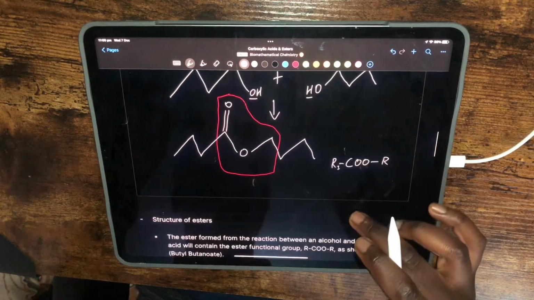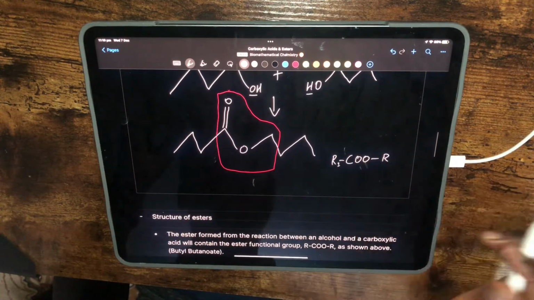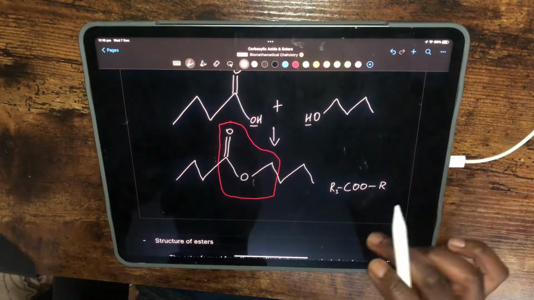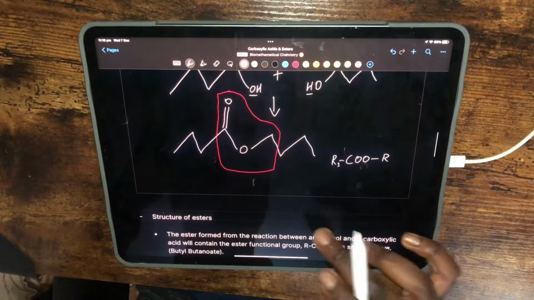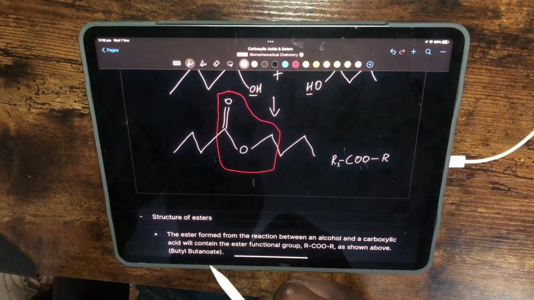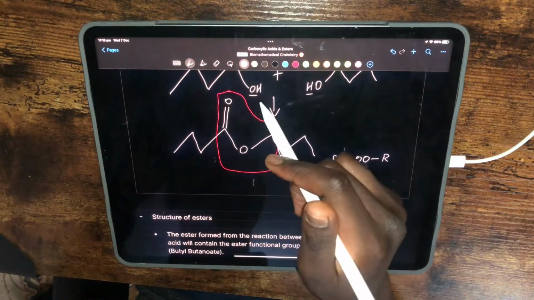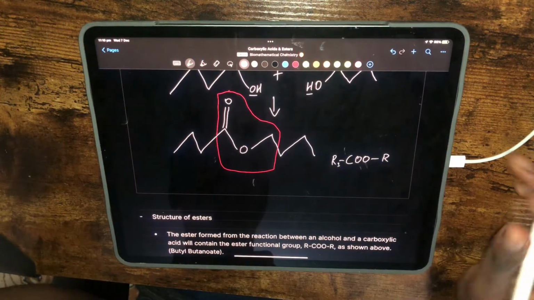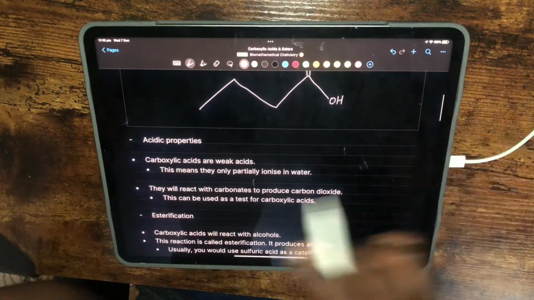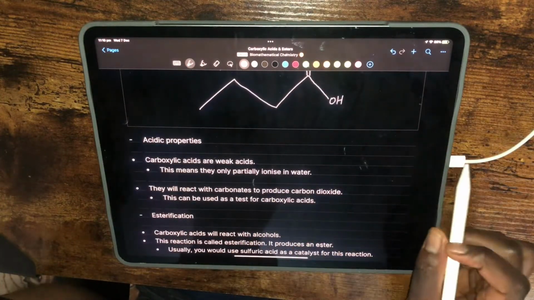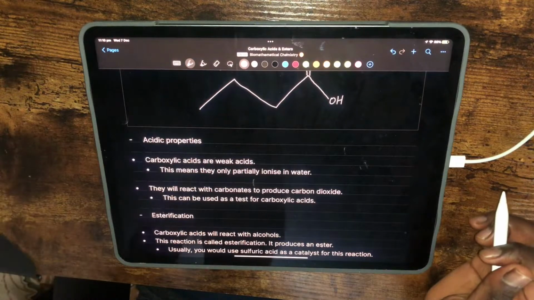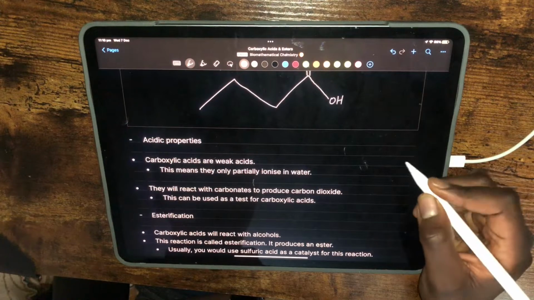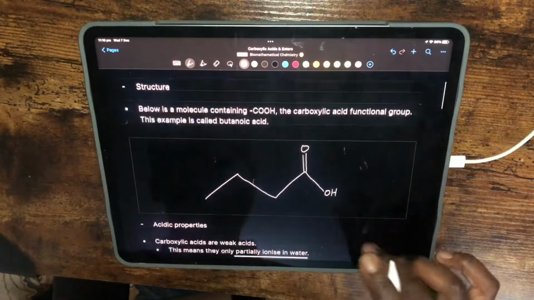Your alcohol will be the butyl part, the alkyl part. In this case we used butanol, so it'll be butyl, and then your carboxylic acid part. Technically when you're forming a carboxylate here, a carboxylic acid can dissociate. As I said before, one of the properties of carboxylic acids is that they're weak acids, which means they only partially ionize in solution, meaning they only partially dissociate into the H plus and an ion. All right, so you have this here.